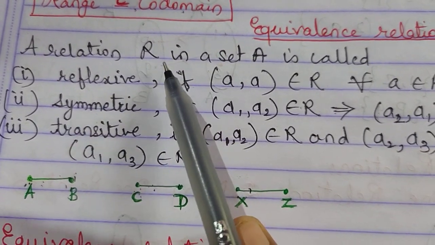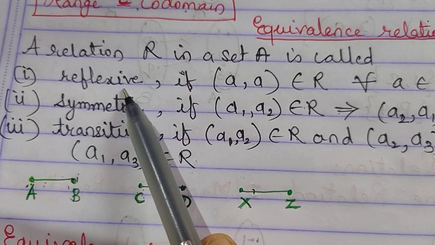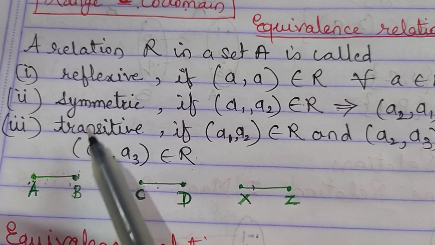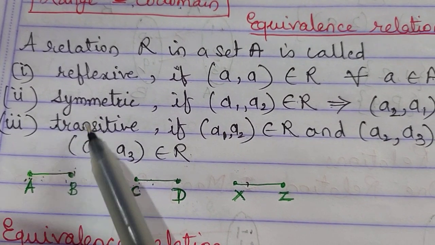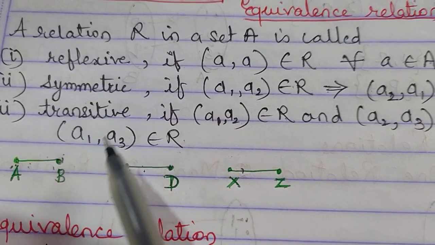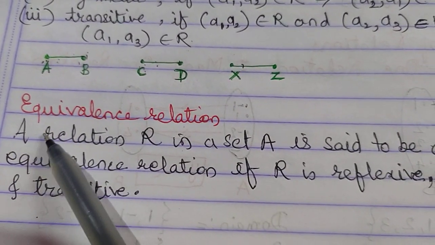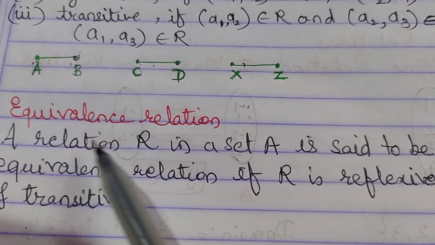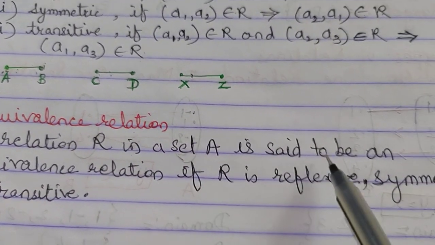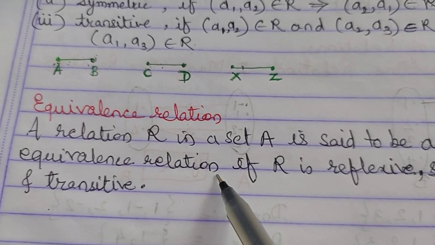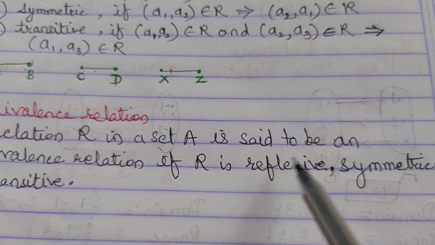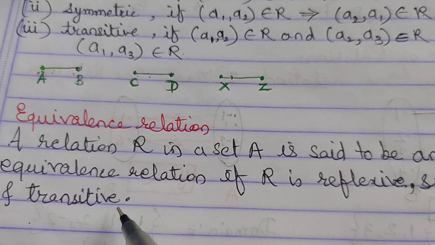And if a relation is reflexive as well as symmetric as well as transitive, then the relation R is said to be an equivalence relation. So we can define the equivalence relation as: a relation R in a set A is said to be an equivalence relation if R is reflexive, symmetric and transitive.